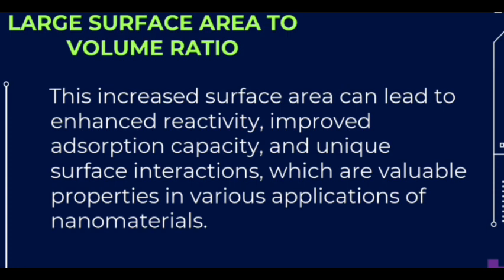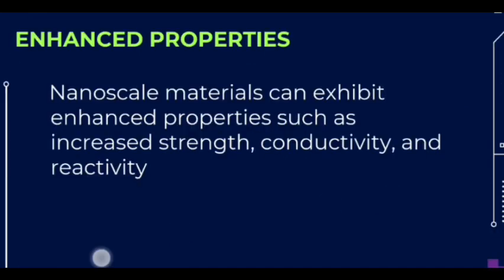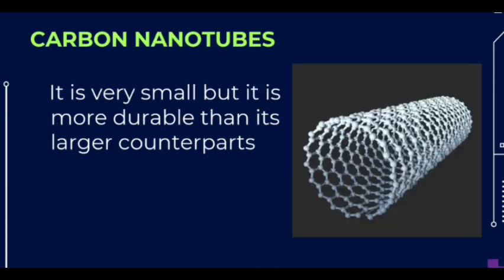Okay. Then the impact of the large surface area to volume ratio could lead to another distinct feature which we call the enhanced properties. Nanoscale materials can exhibit enhanced properties such as increased strength, conductivity, and reactivity. An example for that is a carbon nanotube. It is very small but it is more durable than its larger counterparts.